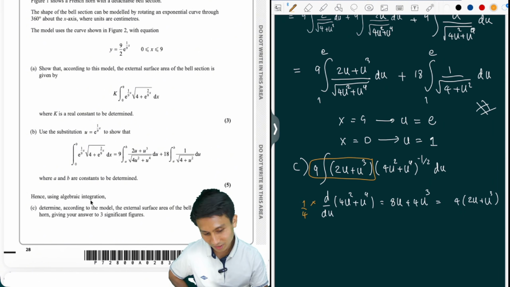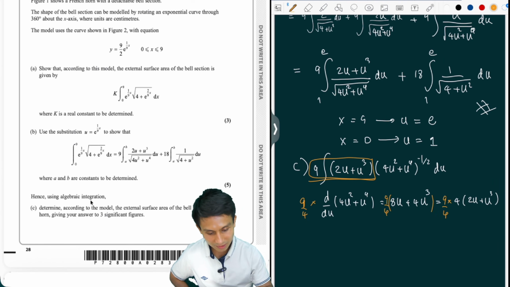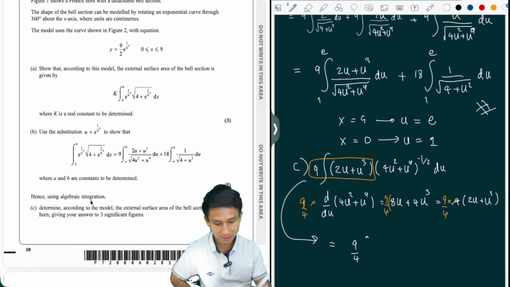So we can just do 9 over 4 here, times 9 over 4, all of them. And this is also 9 over 4, to get them the same as this whole thing, right? That means the whole integral will be, that's going to cancel, right? So it's going to be 9 over 4. The correction factor is 9 over 4, to get it the same as this thing here.